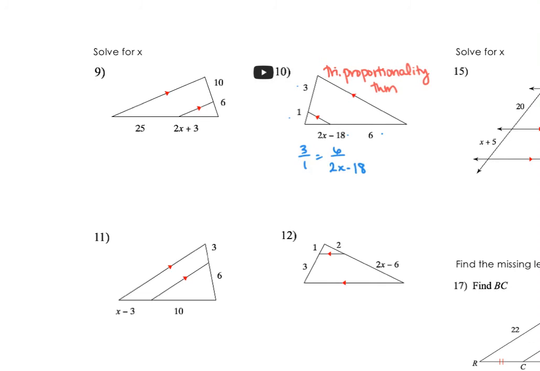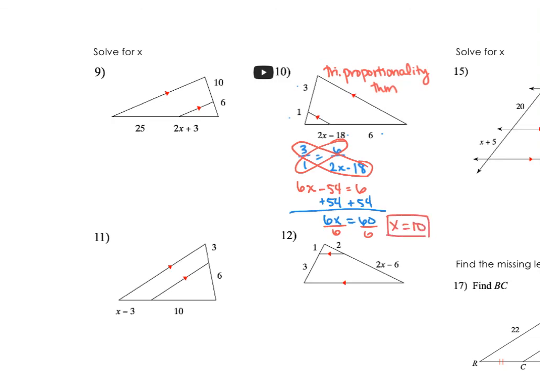So now we cross multiply. So we're distributing the 3, so 3 times 2x is 6x. 3 times negative 18 is negative 54. And then we have 6 times 1, which is 6. Then we add 54 to both sides. So 6x equals 60, and then divide both by 6. So x equals 10.